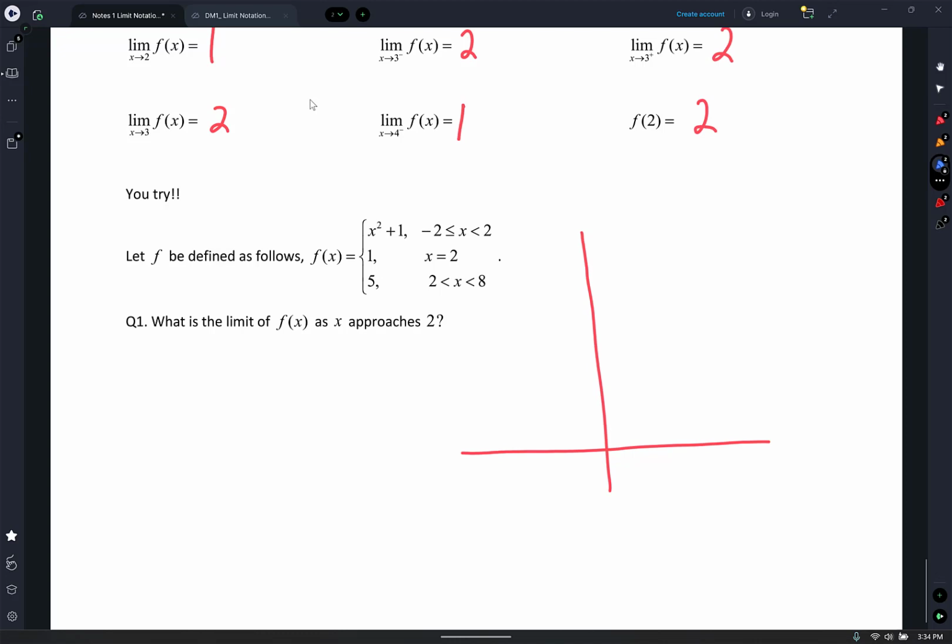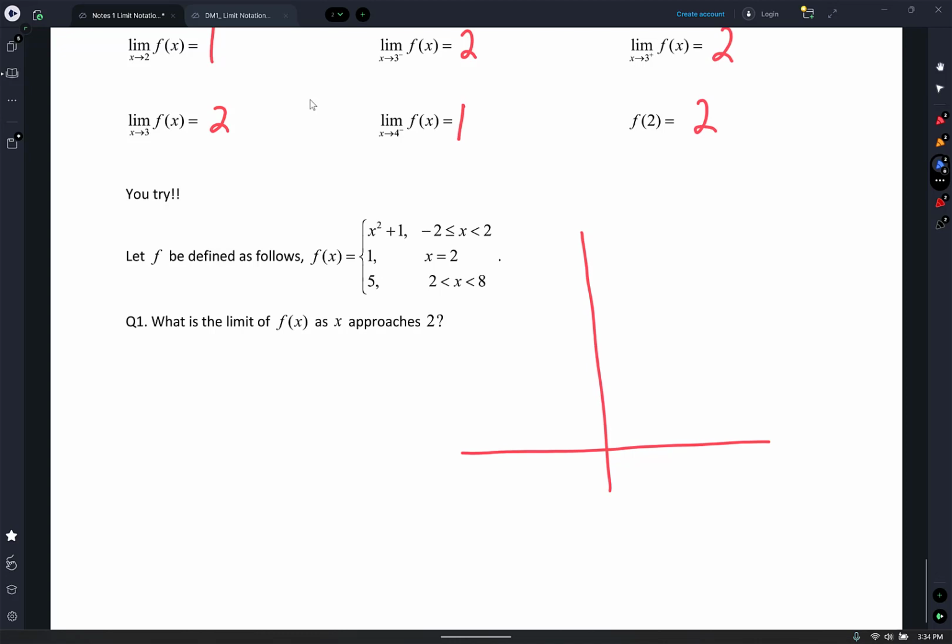All right, guys, I'm going to go ahead and get started. Okay, let's go back to our Algebra 2 days. It says, let f be defined, and it's a piecewise function. Notice it's x squared plus 1. It's a quadratic, not linear like the last one. When x equals 2, it's 1, and it's 5 between 2 and 8.